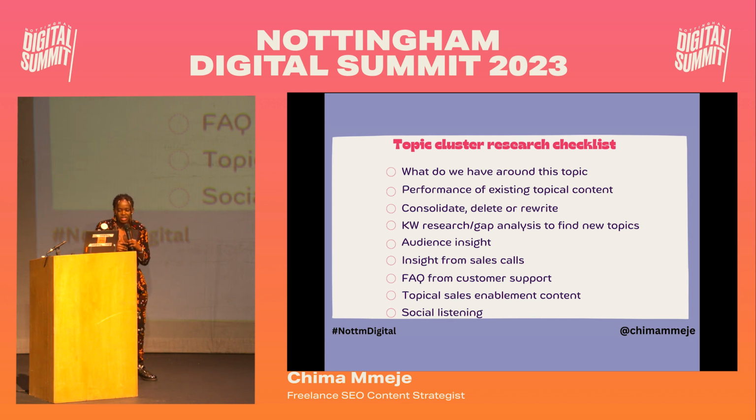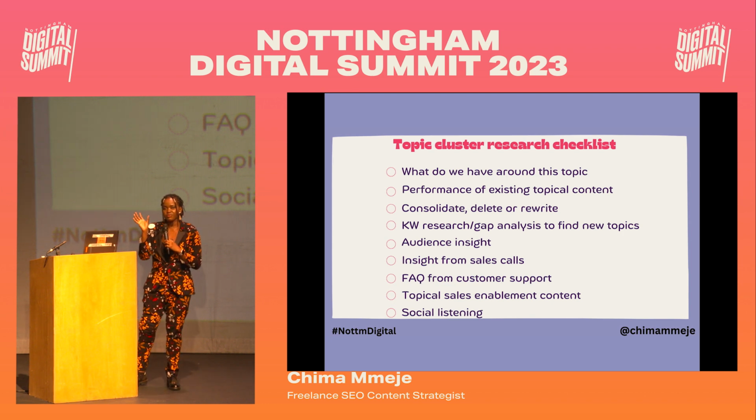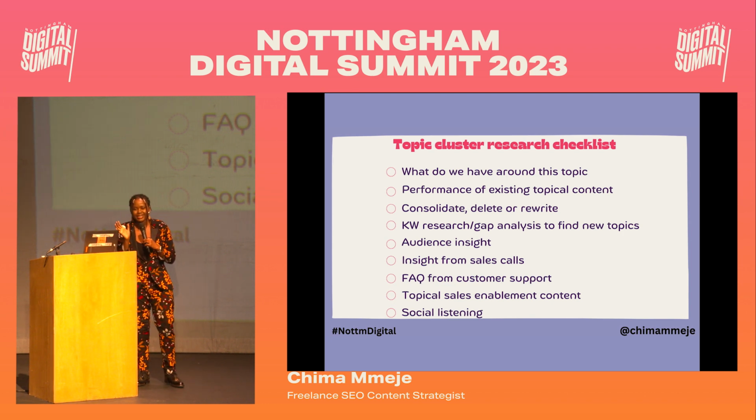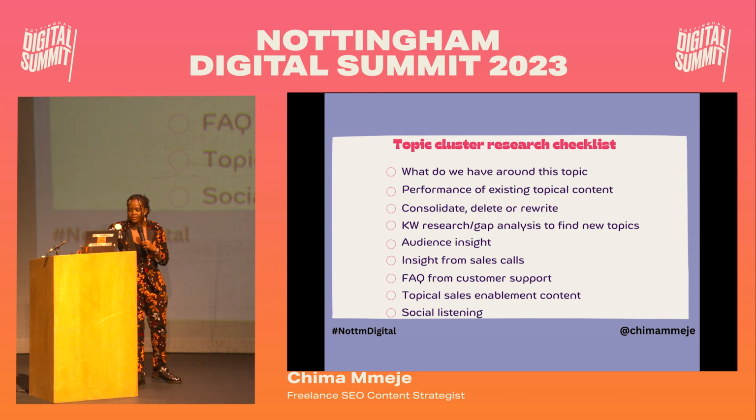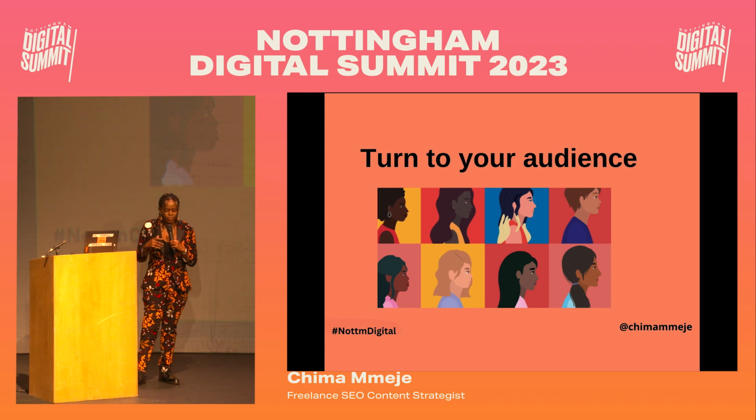Then you do keyword research, and then you have the gap analysis to find new topics. And where it gets interesting for me, audience insight, insight from sales calls, FAQ from customer support, topical sales enablement content. What this means is that you're looking for all the content pieces around this specific topic of sales pipeline that is going to serve as sales enablement assets. And then finally, social listening. All right, let's break it down.